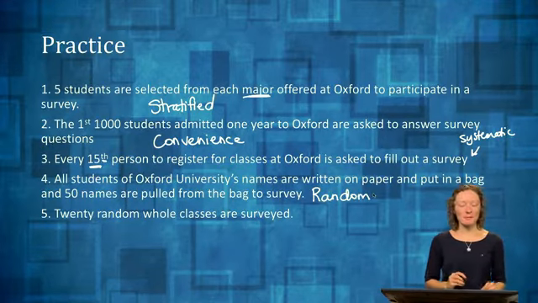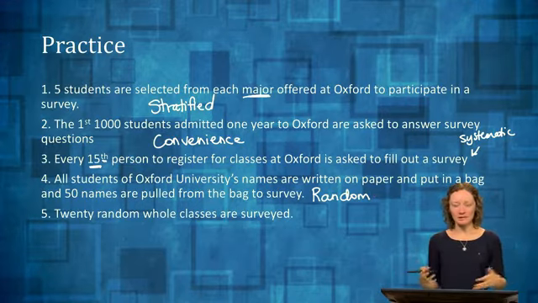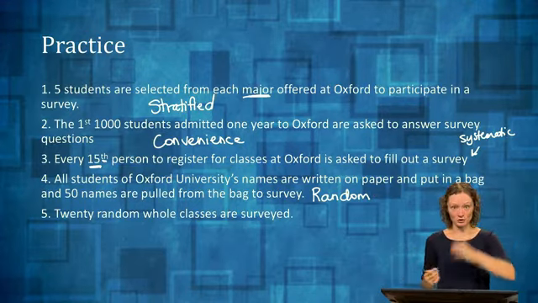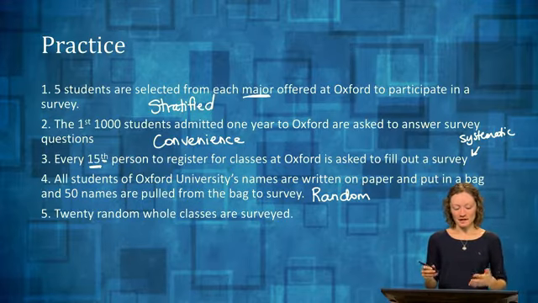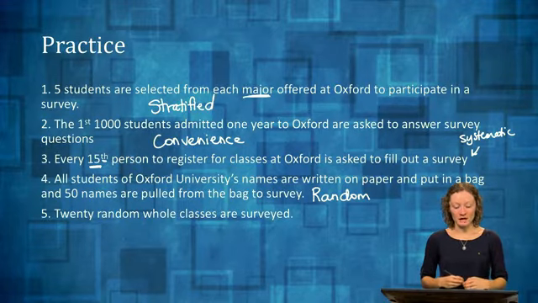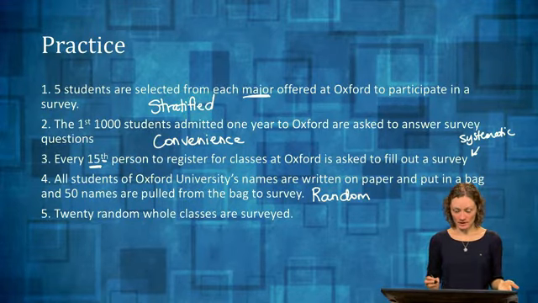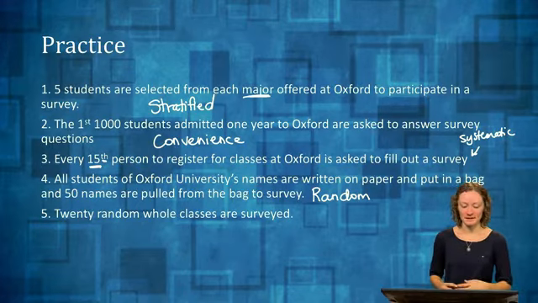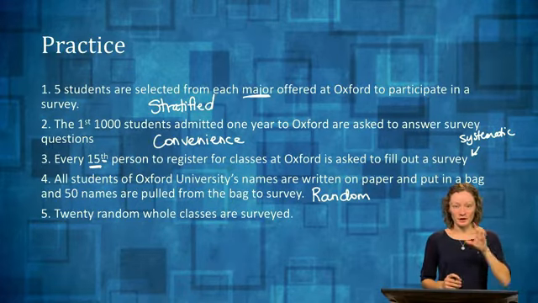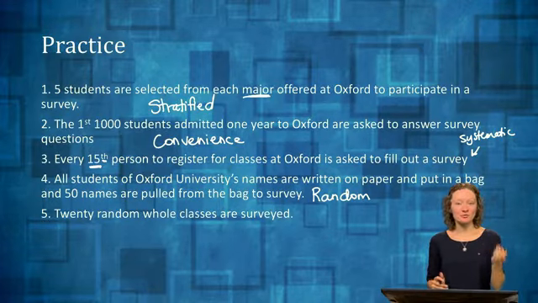If they're all written on pieces of paper that are the same size and the bag is shuffled properly, each name should have an equal chance of being selected. In order for it to be truly random, you would have to have a true equal chance of being selected. You don't have that equal chance if you look at the second example, convenience. If you're not the first 1,000 students admitted, you're not going to see the survey. For the third one, if you're the 14th person in, you're not going to get talked to, and so you don't have an equal chance of being selected. For the first one, if certain people have been talked to in your major already, you don't have an equal chance of being selected as another participant.